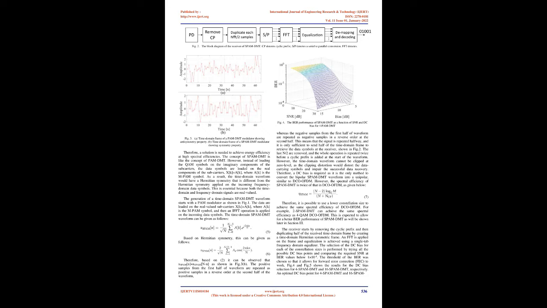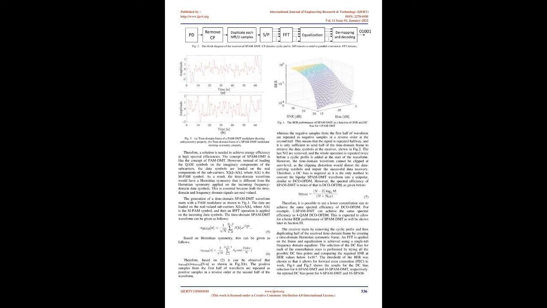The positive samples from the first half of the waveform are repeated as negative samples in a reverse order at the second half of the waveform, whereas the negative samples from the first half of the waveform are repeated as positive samples in a reverse order at the second half. This means that the clipping distortion has a Hermitian symmetry and therefore falls only on the real valued subcarriers.